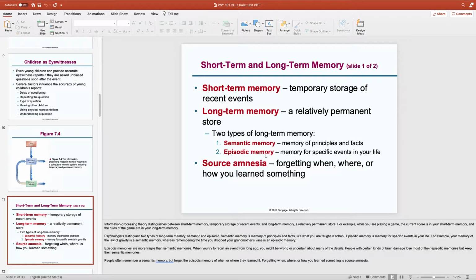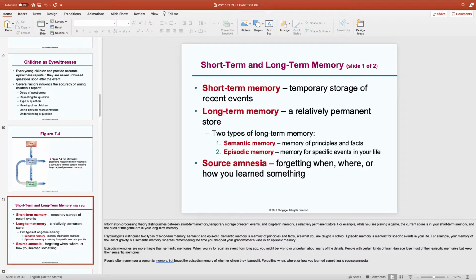And your episodic memory has to do with episodes or specific events in your life that you have a memory of. For example, dropping your grandmother's favorite vase. So semantic memory, knowing what the laws of gravity are, that's a fact. Episodic memory, dropping your grandmother's favorite vase that time when you were 8 years old.